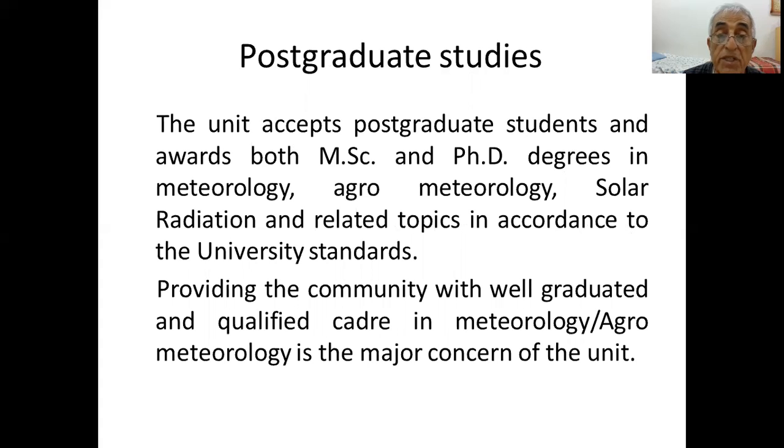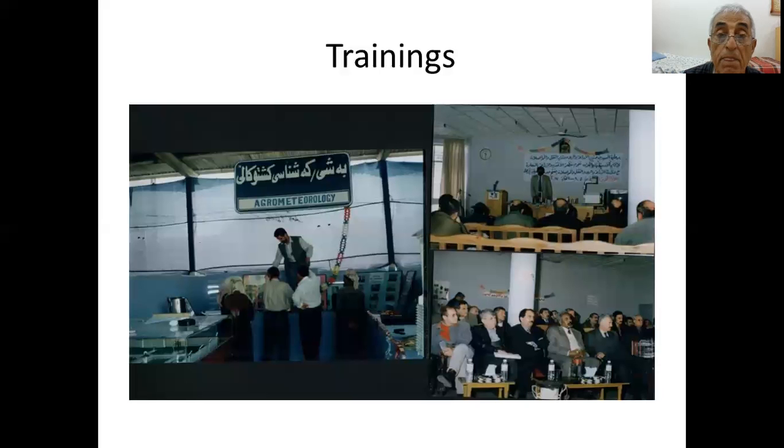Postgraduate studies. The unit accepts postgraduate students and awards both MSc and PhD degrees in meteorology, agrometeorology, solar radiation, and related topics in accordance with the university standards. Providing the community with well-graduated and qualified cadre in meteorology or agrometeorology is the major concern of the unit. This is another picture of training workshops for the staff who are operating and working at the meteorological or agrometeorological stations in the network.